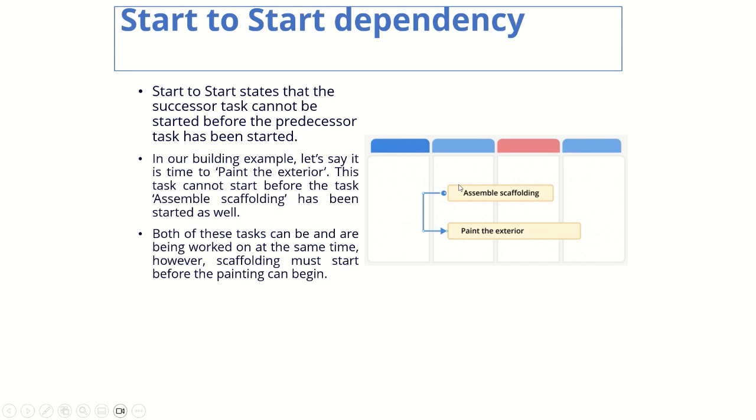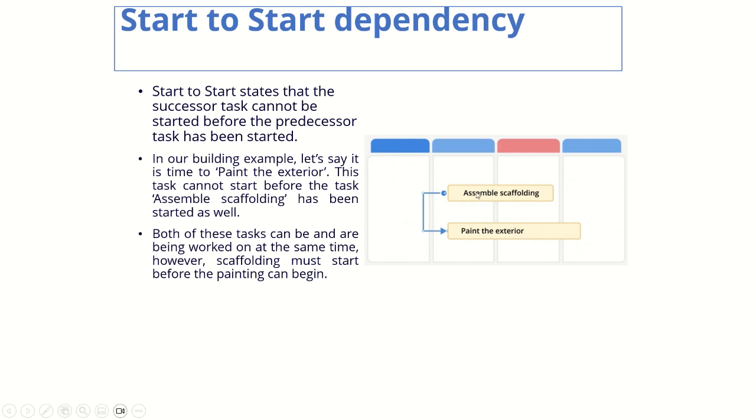So both the tasks are being worked on at the same time. However, scaffolding must start before the painting can begin, right? You have the base and you have the walls, right? So when you have the walls, you can actually start doing the exterior, but you will be able to finish this only if you finish this task, right? Only if you start this task, right?